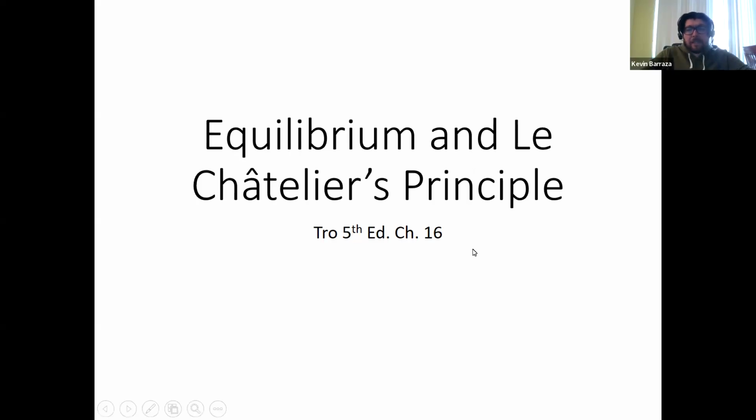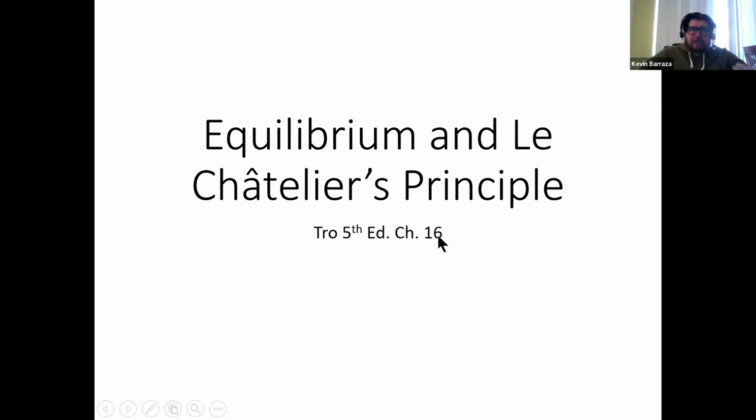Okay, so let's go ahead and get started. Our next topic, equilibrium and Le Chatelier's principle. This is chapter 16 in the textbook. What we're going to do is establish sort of the rules of what equilibrium means, and we're going to talk about some important properties of equilibrium that will relate to our coming lab and the other lectures.